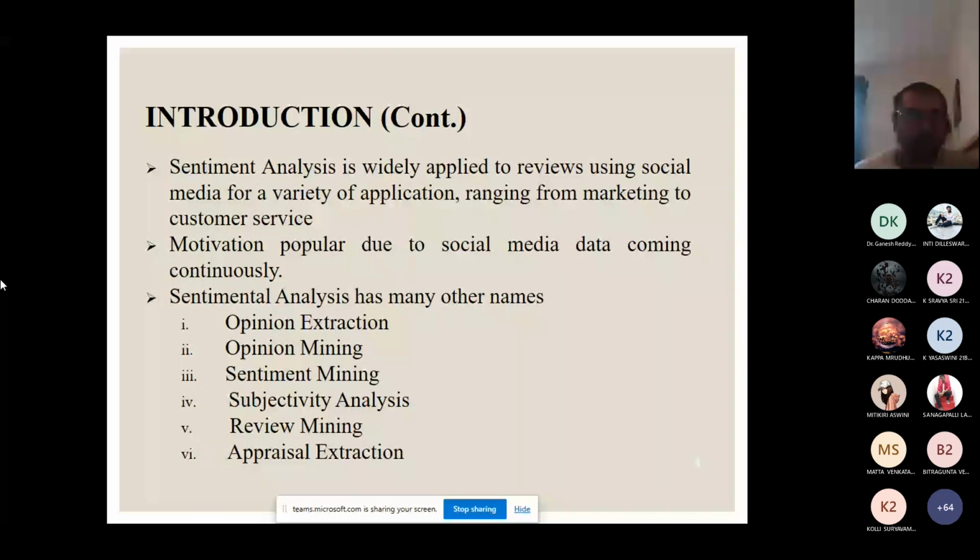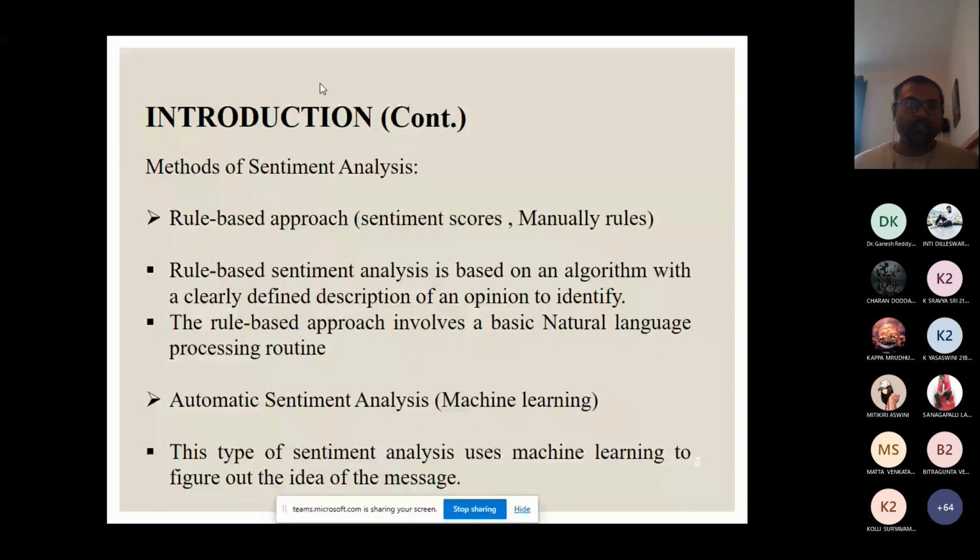Sentiment analysis is also called opinion extraction, opinion mining, sentiment mining, subjective analysis, review mining, appraisal extraction. These are the methods of sentiment analysis. First one is the rule-based approach. We do it sometimes manually or with the help of sentiment scores. And we have automatic sentiment analysis, the present demand area, that is machine learning and deep learning.